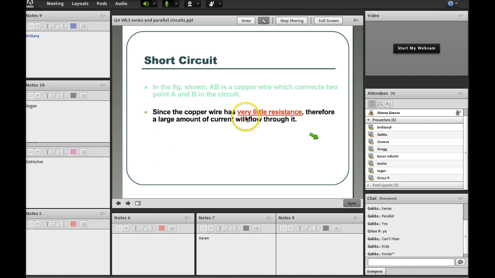So, if you have very little resistance, then a large amount of current is going to go through there. If a large amount of current goes through there, then the light bulb will go off. Do you guys remember from, I don't know, first week when we talked about light bulbs and the fact that they had the little filament in there? They have their own type of fuse that sort of saves the house from burning down. That's why the light bulb goes out.